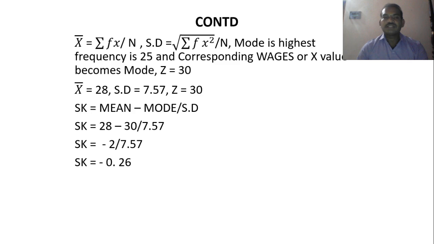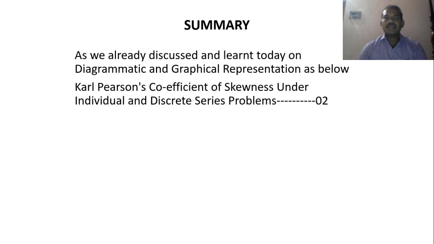Skewness is equal to mean minus mode divided by standard deviation. Mean 28 minus 30, divided by 7.57, so skewness is equal to minus 0.6. Summary: we have discussed and learned today the diagrammatic and graphical representation, and Karl Pearson's coefficient of skewness under individual and discrete series problems.